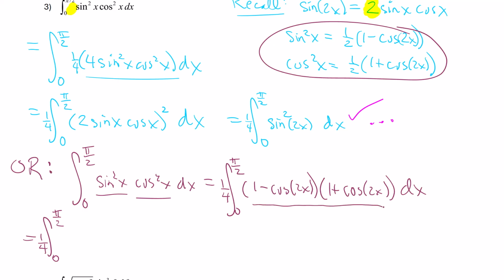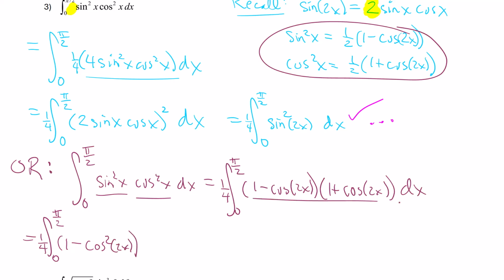1 minus cosine 2x times 1 plus cosine 2x. That's just a difference of two squares. Remember, think of algebra: a plus b times a minus b is the same thing as a squared minus b squared. So that's the same thing as 1 squared, and then minus the second term squared, which would become cosine squared of 2x.